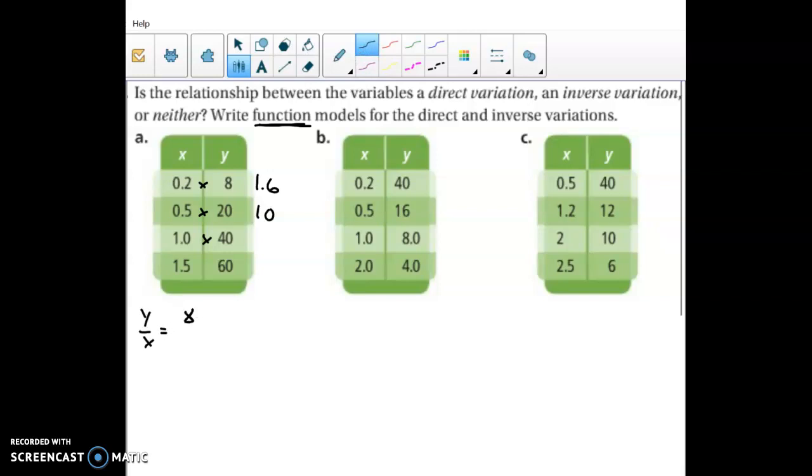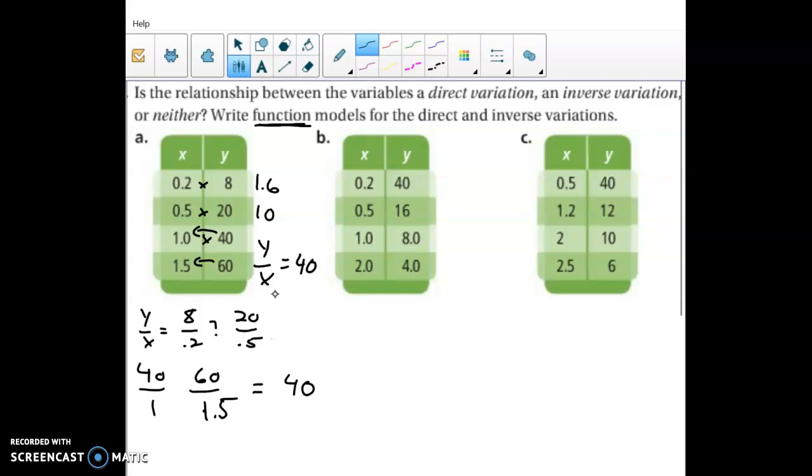So I'm going to do 8 divided by 0.2, probably use my calculator, and I'm going to check, is that the same thing as 20 divided by 0.5, and then 40 divided by 1, I'm doing this direction, right, y over x. 60 divided by 1.5. Okay, and what we'll find is that all of those equal 40. So in this table, it's correct to say that y divided by x was always 40.